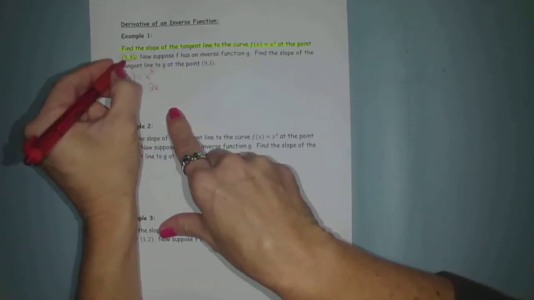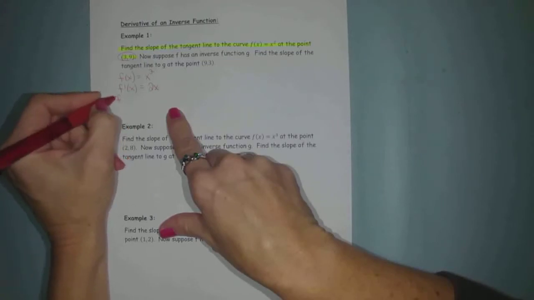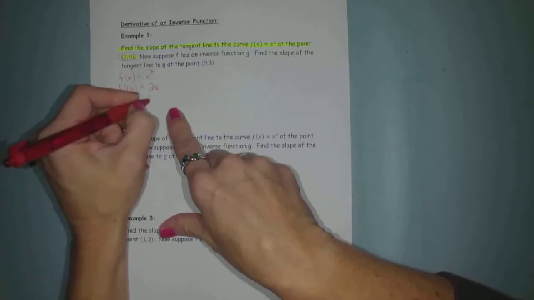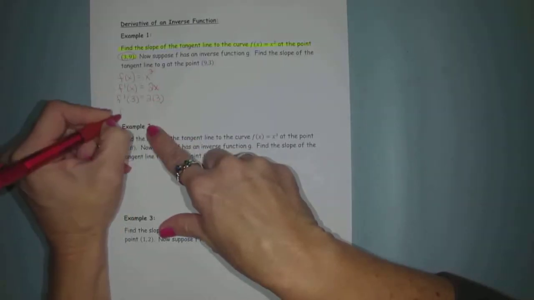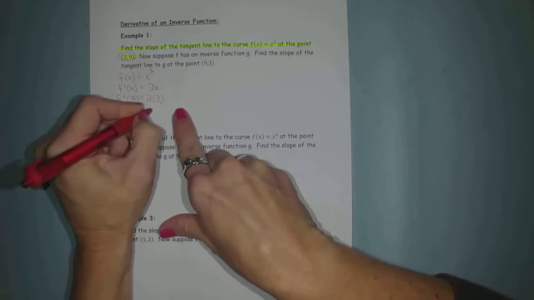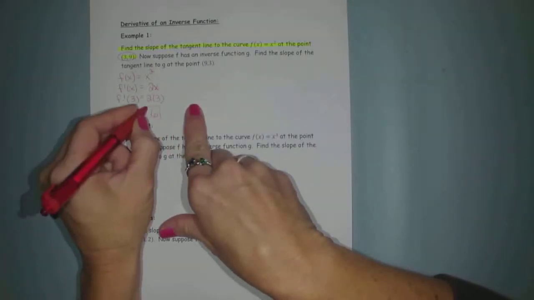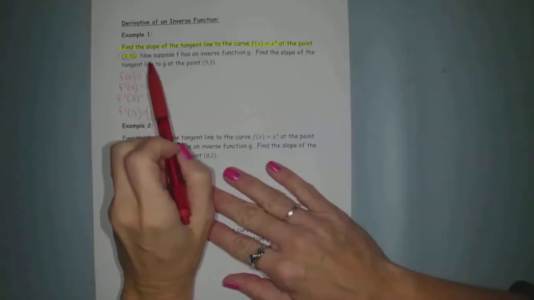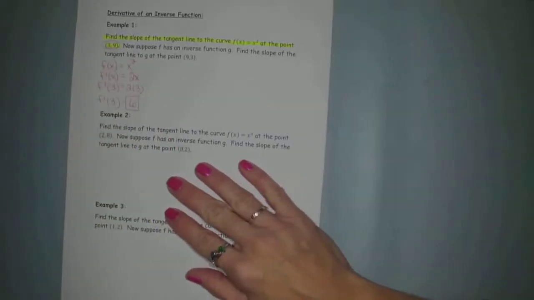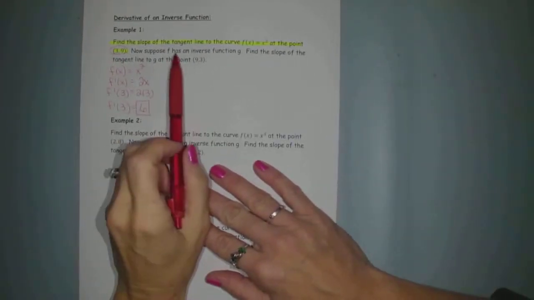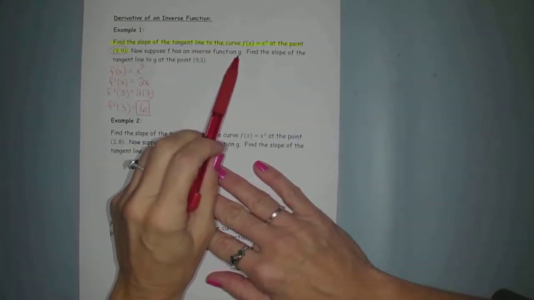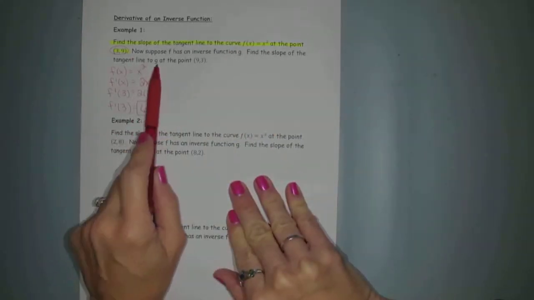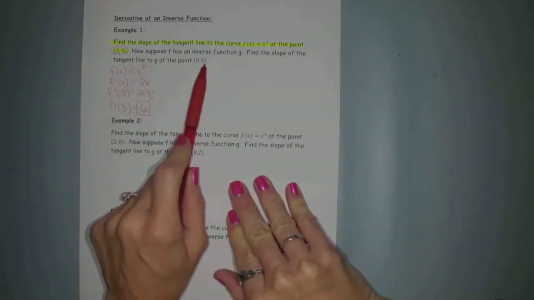And then we'll plug our point in, 3, 9. We really just need the x value. So the slope of the tangent line when x is 3 is 2 times 3, so the slope of the tangent line at this point is going to be 6. Okay, I'm going to circle that. Okay, now I'm ready to read the second sentence. Now suppose f has an inverse function, which we're going to call g. Find the slope of the tangent line to g at the point 9, 3.